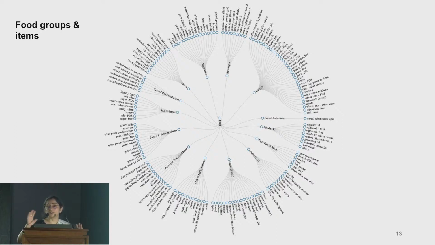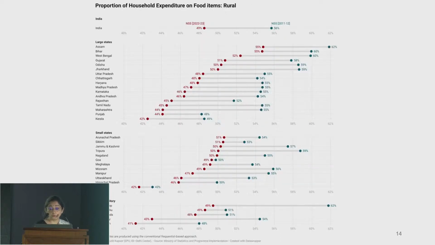Now this data set, and I really encourage the younger researchers who are interested in these, this is one of the richest data sets I've seen globally. This has about 174 food items. Of course, there are many subgroups, etc. But one can do a lot with it.